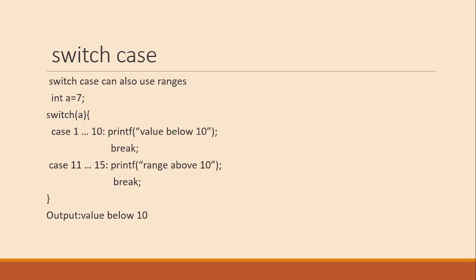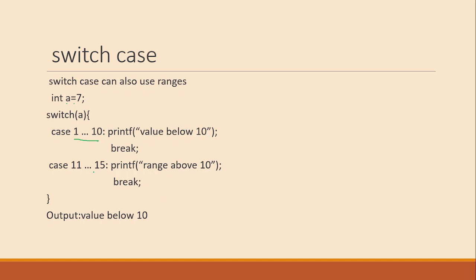Now coming to the next one, switch case can also be used for ranges. Now this is an unconventional procedure. Even ranges are supported in switch case in the subsequent compiler versions. Now a is equal to 7. a falls under the range of 1 to 10, so it will print the value below 10 here.